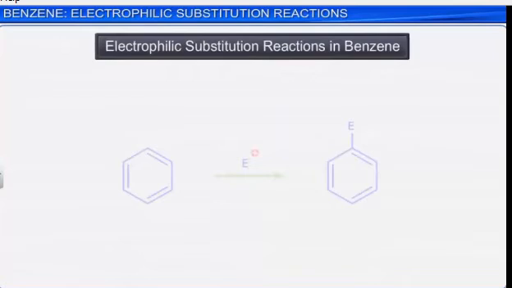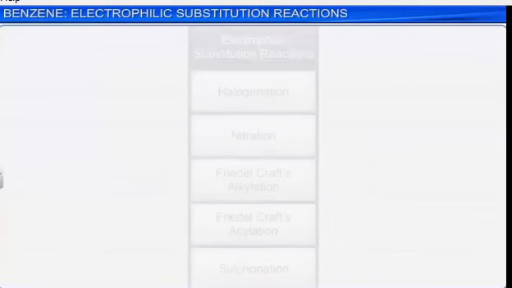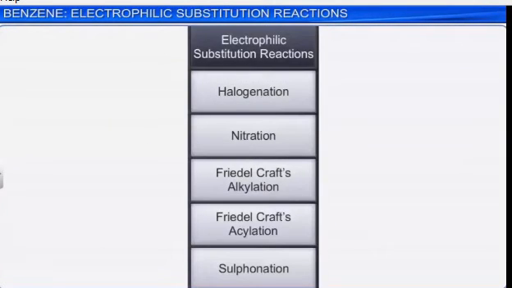Hence, we can conclude that benzene undergoes typical electrophilic substitution reactions due to the retention of resonance stabilization of the ring, that is, aromaticity. Some common electrophilic substitution reactions of benzene are halogenation, nitration, Friedel-Crafts alkylation, Friedel-Crafts acylation, and sulfonation reaction.